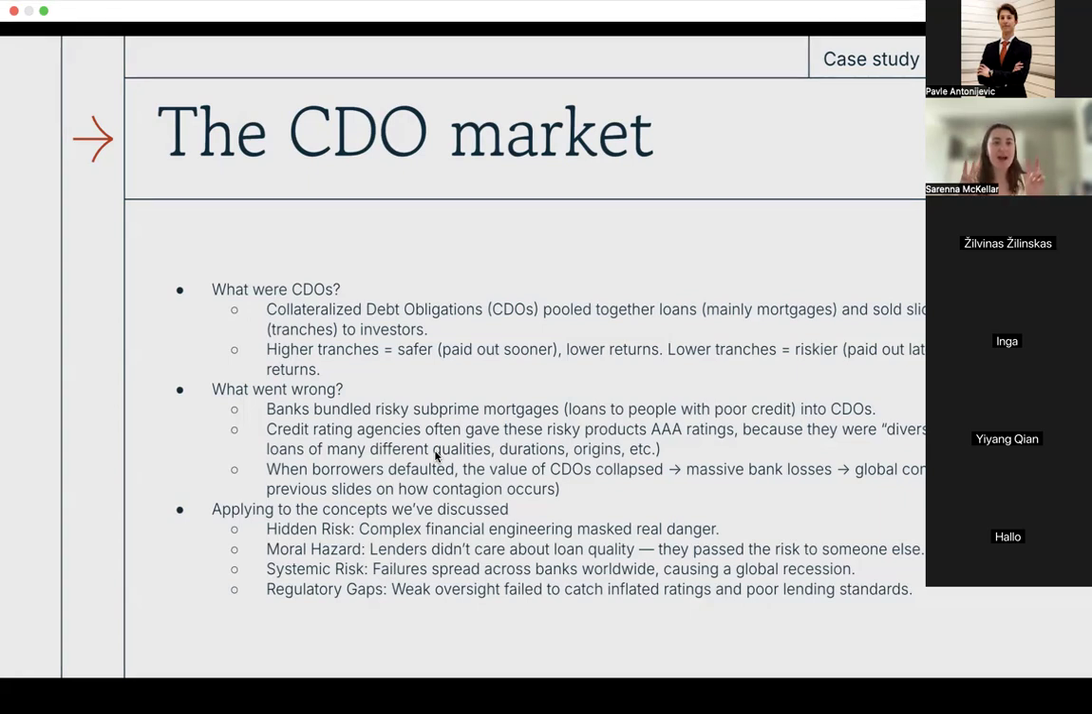And the idea was that because they were diversified, it was very unlikely that every single mortgage or every single loan would experience a default. But when borrowers did default, the value of CDOs collapsed and there were massive bank losses and then the global contagion that we talked about on the previous slide. Because many of the actual mortgages within these CDOs were not of high quality.